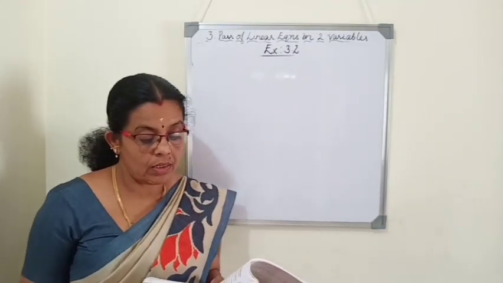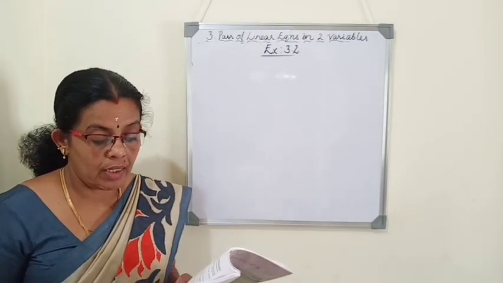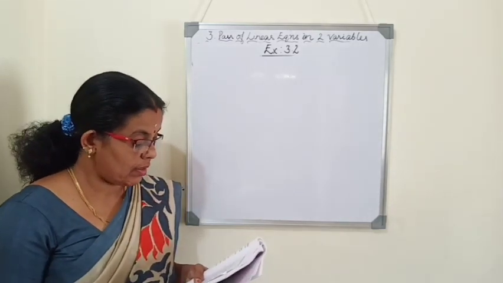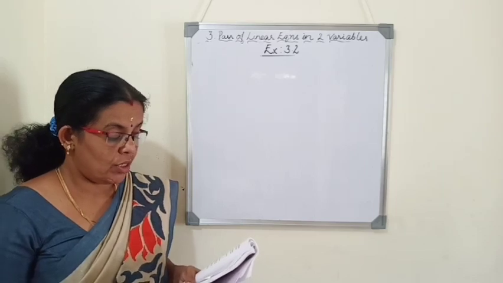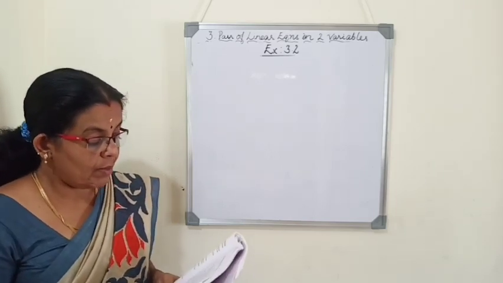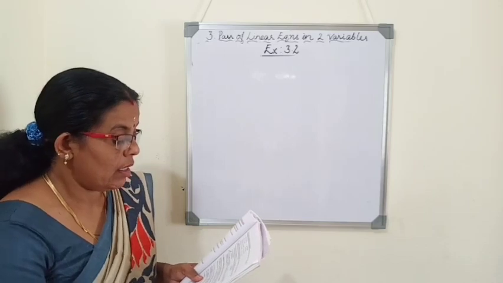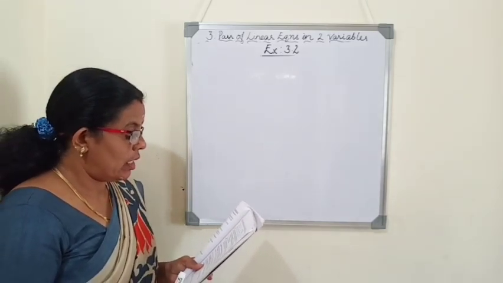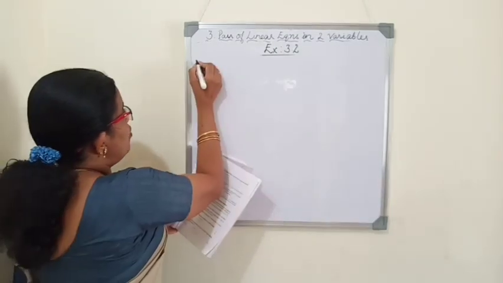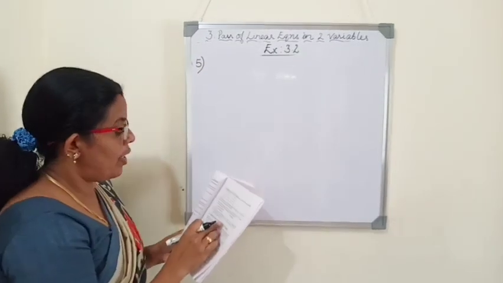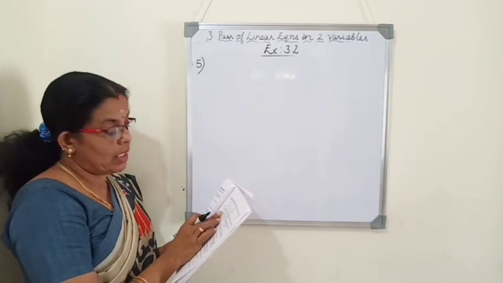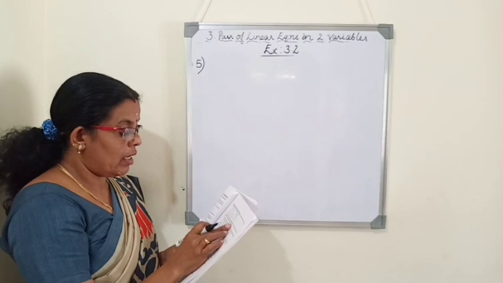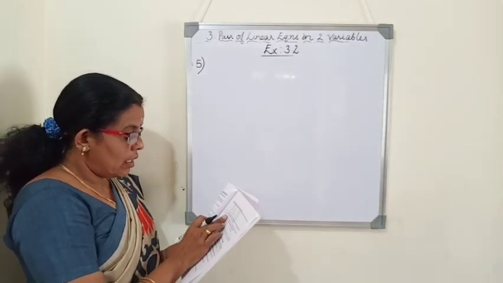The fifth question is, half the perimeter of a rectangular garden whose length is 4 meter more than its width is 36 meter. Find the dimensions of the garden. So here they told half the perimeter of a rectangular garden is 36 meter. Have to read like that. Half the perimeter of a rectangular garden is 36 meter.